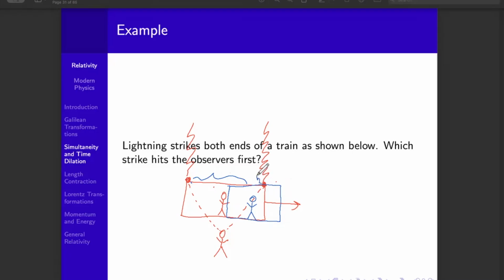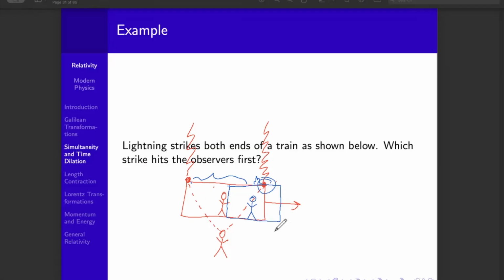The lightning strike on the right side has a tiny distance to travel, which means that relative to that moving observer, it is actually the strike at the front of the train that would hit them first, or whichever direction the train is moving, whichever strike was in that direction. So that one should reach the observer first.